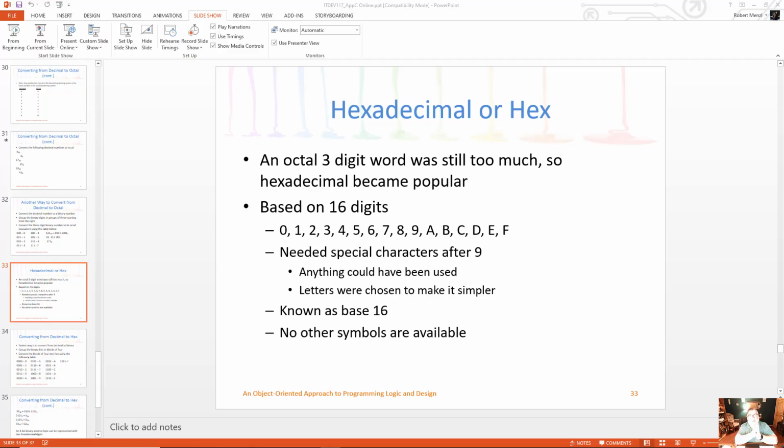In this video, I'll complete the slides that I have for the presentation. And in this case, we're going to talk about the hexadecimal or hex numbering system, base 16. To begin with, again, we had octal, which were 3-digit words, which represented a byte. And that still was too much for people to remember, so the hexadecimal system became popular. And it's based on 16 digits, 0 through 9.